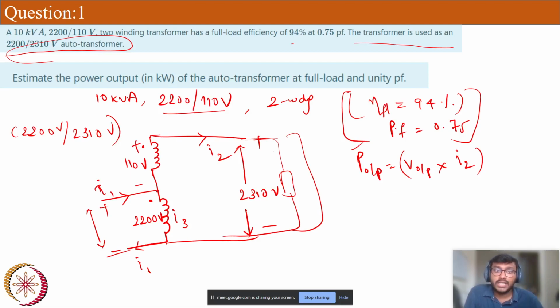Now, can someone tell me how much is I2? Because if I get I2, I can calculate. It's nothing but the current through the LV winding. I know the ratings of the transformer, that is 10 kVA and LV is 110. Someone said 90.9. Okay, yeah, 90.9. That's correct. Someone said 70. Can you tell me how you got the 70?